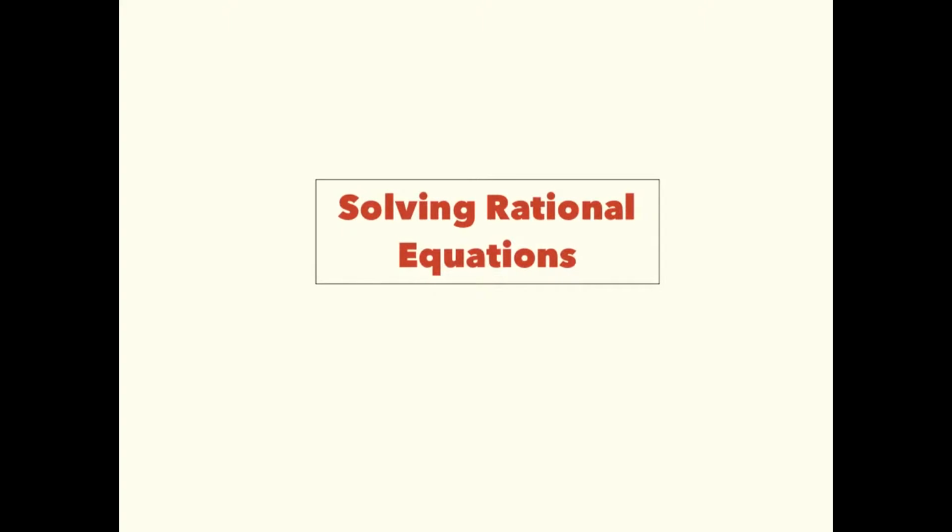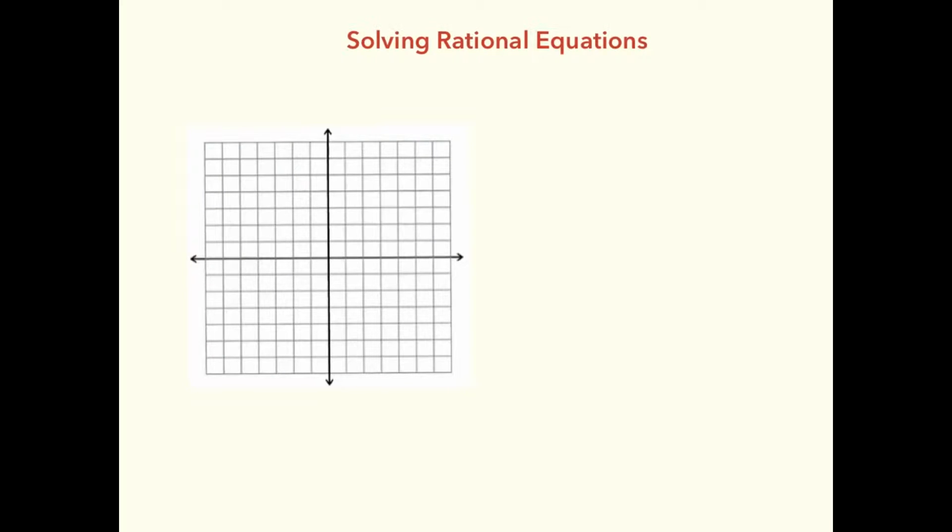Let's get started. Before, when we solved linear equations, we were looking for the point where they cross. That was the solution. That's how we solved linear equations. So we want to do the same thing with rational equations. We're going to have two different rational equations. So here's an example. Here's one of them.